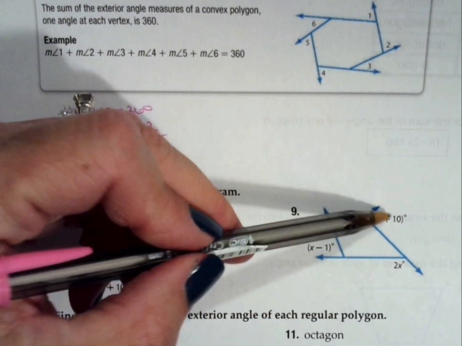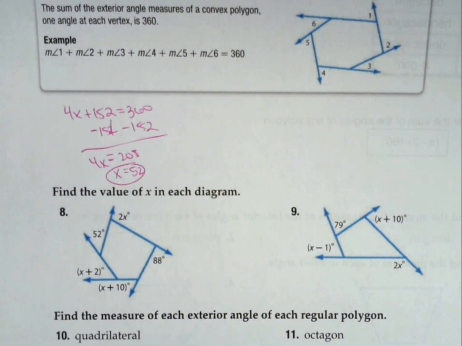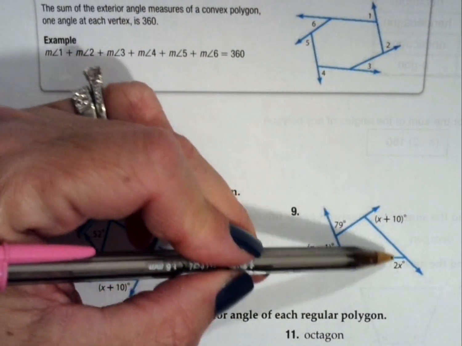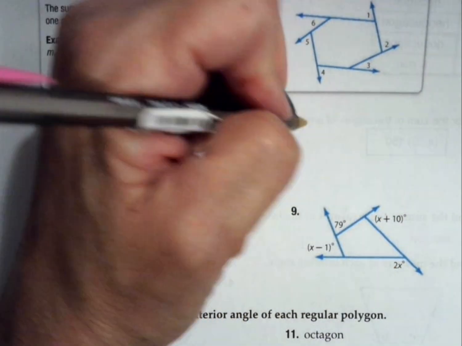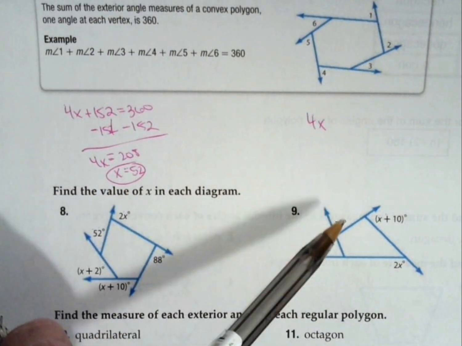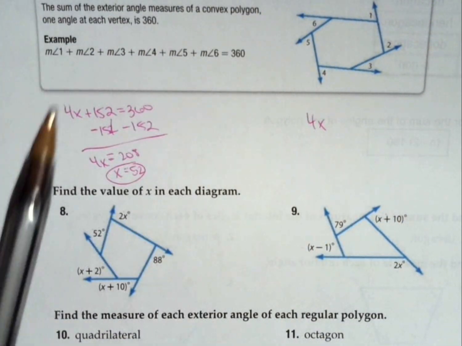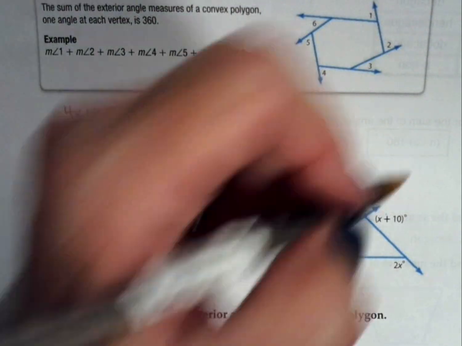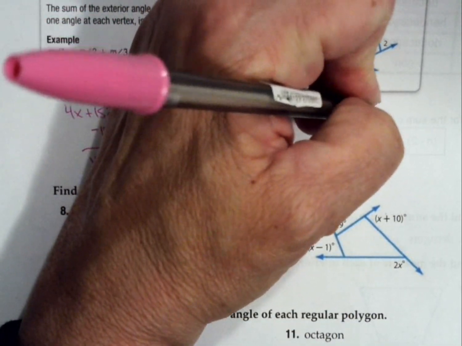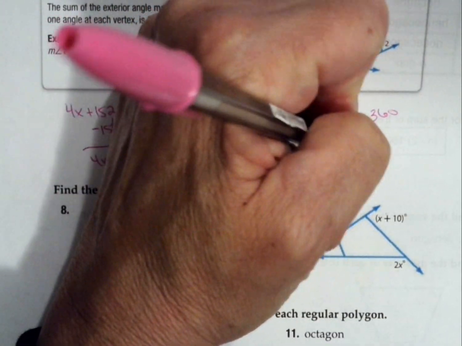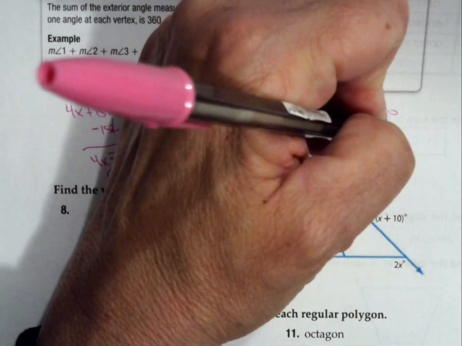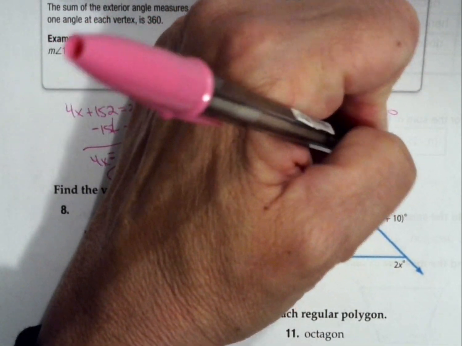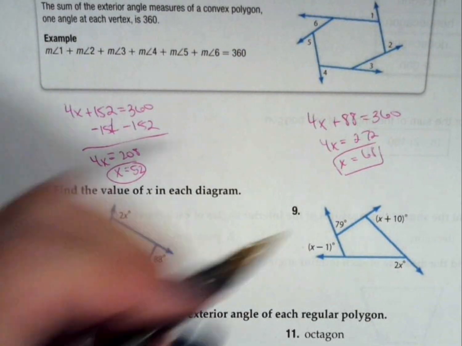Same thing on this one. This plus this plus this plus this equals 360. So I have 1, 2, 3, 4x. And 79 plus 10 minus 1 gives me 88. So plus 88 equals 360. So here x equals 68.